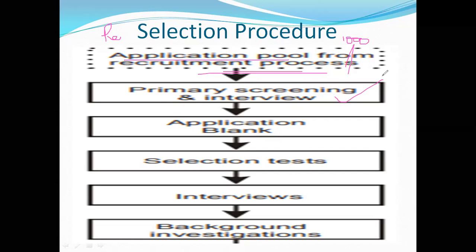How much experience you have at the primary level itself? Some persons you will reject, and you will receive applications for them. That is known as the application blank. Then selection tests you will conduct, meaning written tests. They may be of descriptive nature or objective nature.